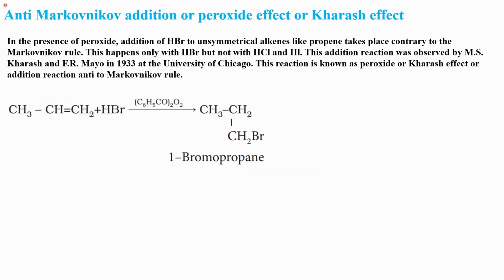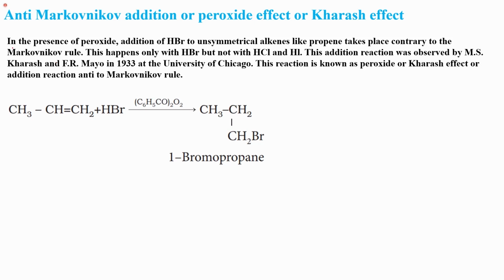Now the anti-Markovnikov addition, or peroxide effect, also called the Kharasch effect. In general, the Markovnikov product will always give the more stable carbocation. But if you want to get 1-bromopropane, then you have to use the anti-Markovnikov rule, that is the peroxide effect. In the presence of peroxide, it goes via a radical way, where Br dot, not Br minus, adds first and generates the more stable radical. So this is the anti-Markovnikov rule.